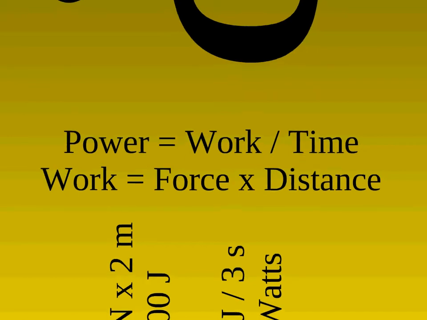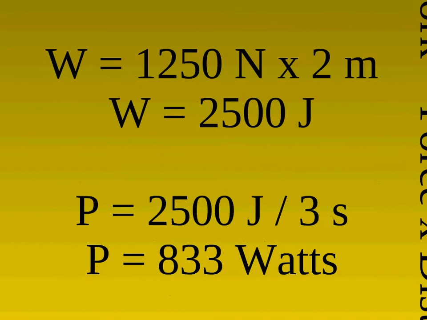Okay, what you're going to do is you're going to solve for work first. You do 1250 newtons times 2 meters to find the work, which is 2500 joules. And then you take the work and you divide it by time to find the power. So if you did 2500 joules of work in 3 seconds, that's 833 watts. Remember, watt is the same thing as a joule per second.